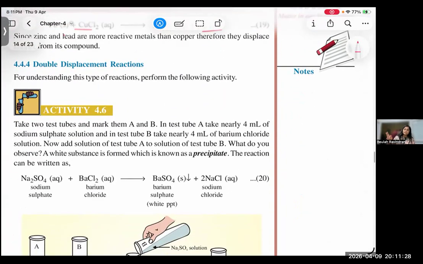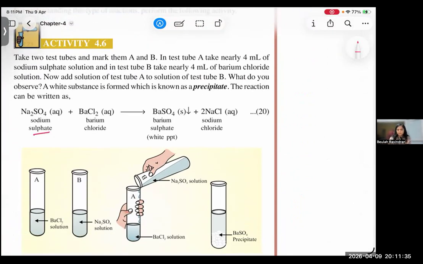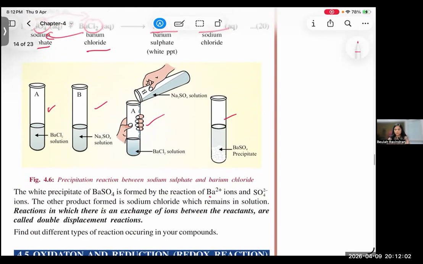Double displacement means the ions are displaced like a swap. So take sodium sulfate and barium chloride. Now the sulfate and chloride swap together, so barium sulfate and sodium chloride are formed. Make sure the equation is balanced. All these reactions are performed in the beaker, with an exchange of ions between the reactants.